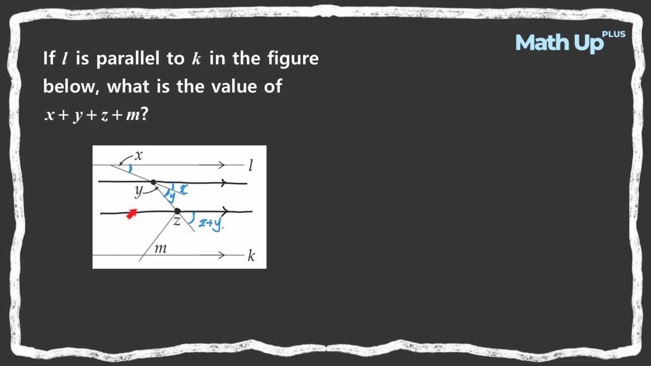Now if we look at these two parallel lines, these two angles, x plus y plus z and m, are two consecutive interior angles. So we know that the sum of these two angles is equal to 180. So x plus y plus z from here to here plus m, that is equal to 180. So x plus y plus z plus m, and this is what we are looking for, is equal to 180.